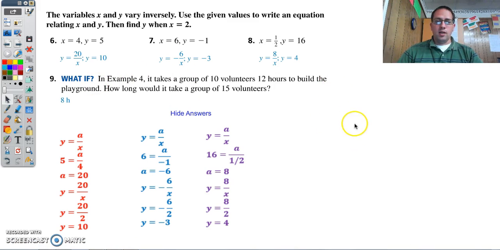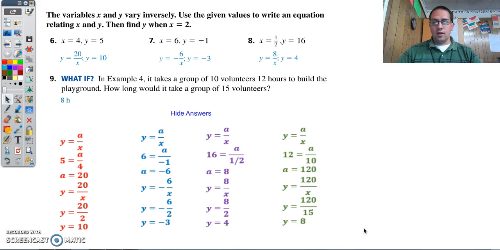Number 9, with the playground, it's still inverse variation because more people means less time, right? So as x goes up, time's going down. So we plug in 12 hours for 10 people. Multiply by 10, it's going to take 120 hours total to get it done. So there's our equation. Plug in for 15 volunteers and 120 hours divided by 15 people is an 8-hour job.